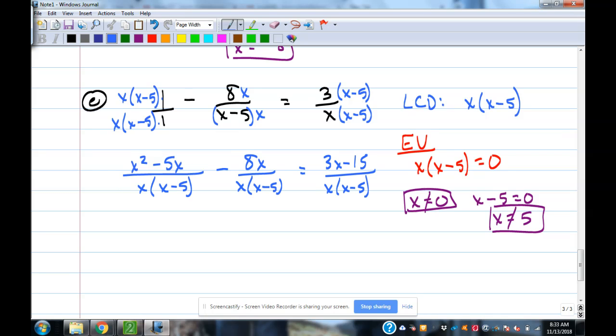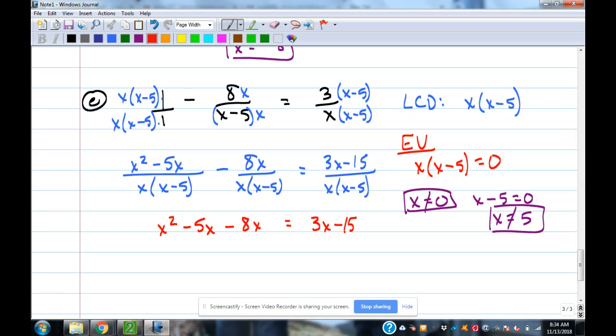We've got everybody with a common denominator. So what can we do with the denominator? Drop it, and get rid of it. So our equation now is going to be x squared minus 5x minus 8x equals 3x minus 15. Be careful of your sign, especially when it's a subtraction problem, that you're subtracting everything that's in the numerator. This one only has one term, but if there were two terms in the numerator, you're subtracting both of them. So be careful of that, okay?